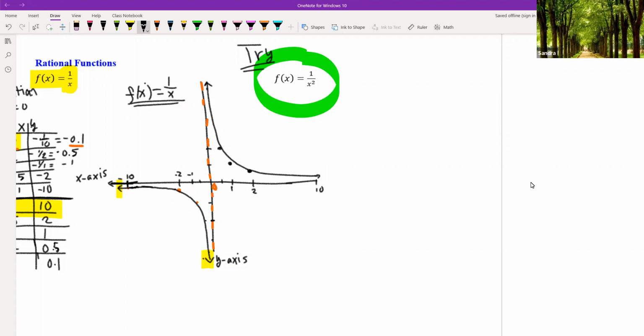All right, so I'm going to continue. I'm going to see that this is a rational function again. And I have a restriction because I have a fraction. Once again, my denominator cannot be equal to 0.